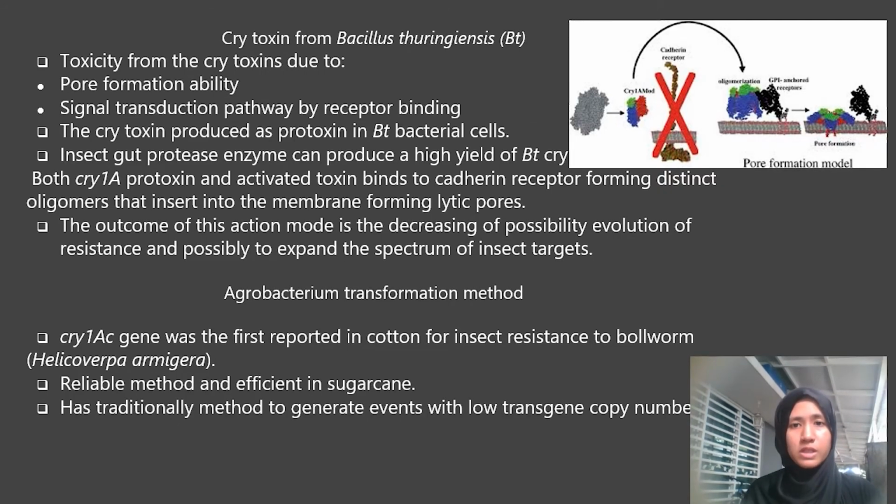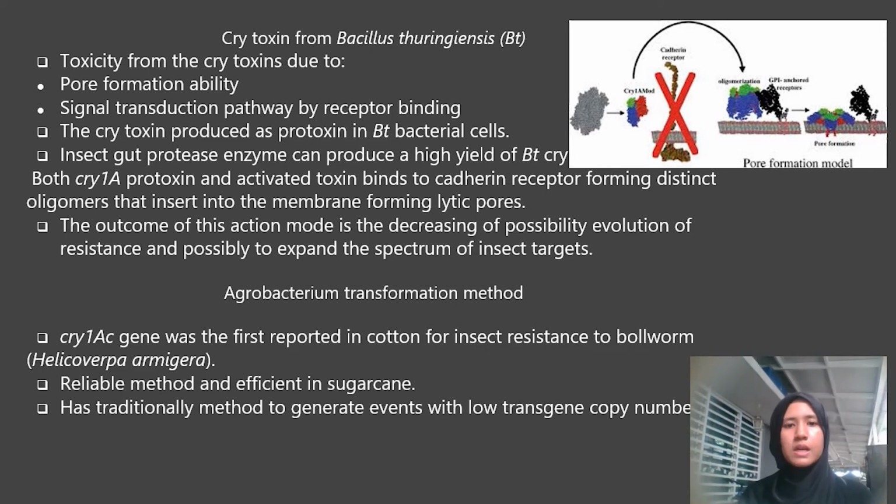A large number of strategies using Cry from Bacillus thuringiensis have been tested and described against the main insect pests. Many researchers suggested that toxicity from the Cry genes is due to pore formation ability and signal transduction pathway by receptor binding. The mode of action model of Bacillus genes suggests the Cry toxin passes through a specific binding mechanism with several insect gut proteins, leading to membrane insertion, pore formation, and toxin oligomerization.